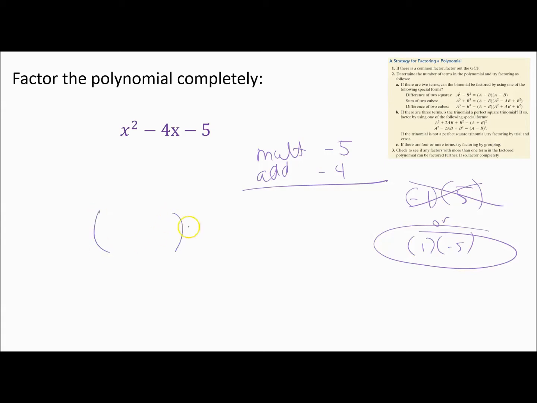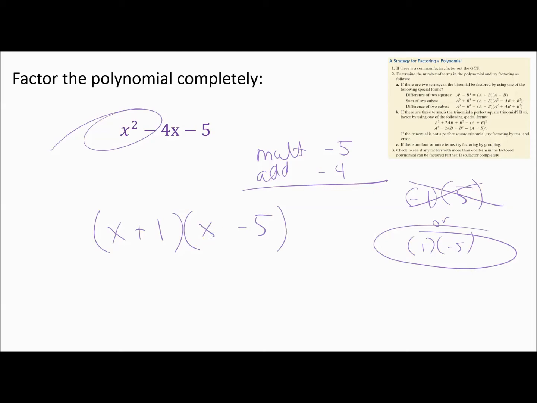So then again, remember you write two sets of parentheses. You put those numbers in there. That's a +1, so I put +1, and -5, so I put -5. And I take the square root of my square, or first term, and that goes in the first position on each of our factors.